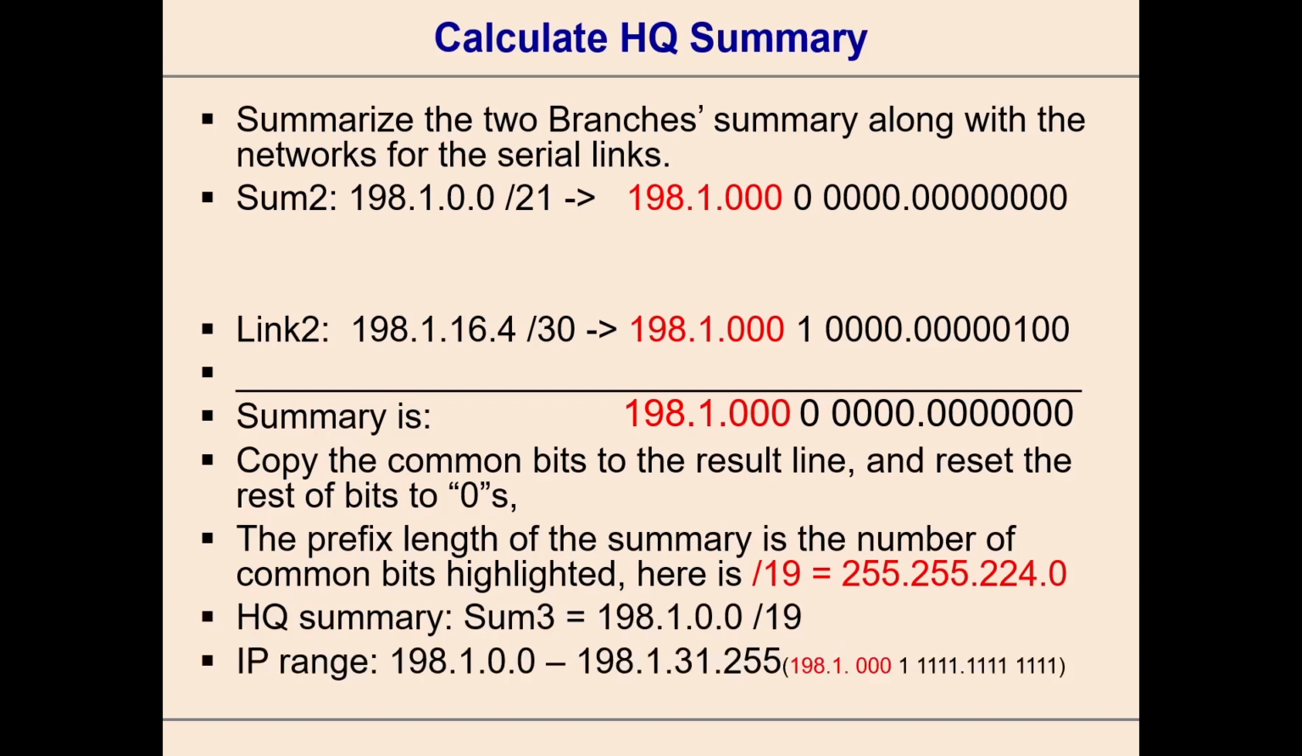This summary creates an IP range that is from 198.1.0.0 all the way up to 198.1.31.255. The ending IP address is calculated when all the host portions take the highest value, all 1s. So 5 1s in the third octet, that is 31. Then the 4th octet, all 1s, that is 255. This is the summary created on HQ.